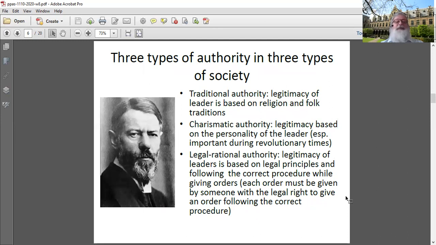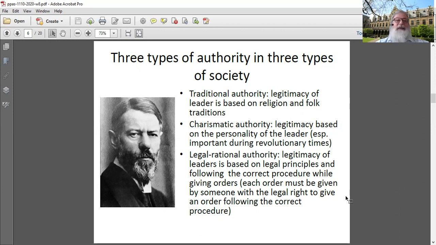Now, Weber spent a lot of time asking, where does this legitimacy that turns power into authority come from? And he argued there were three big sources. First, there's traditional authority. This is the legitimacy that people grant to leaders based on religion and folk traditions, right? Before modern times, kings were said to rule by divine right. They rule because God put them there. That's religious authority. In other pre-modern societies based on clans and kinships, folk tradition designates somebody as the leader of the community or the clan.